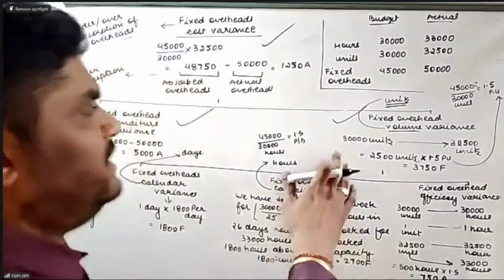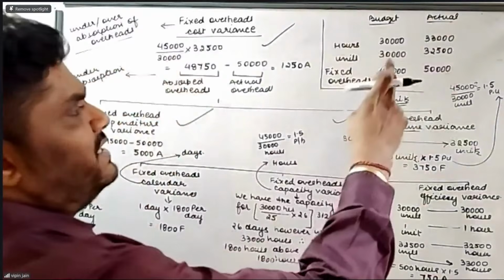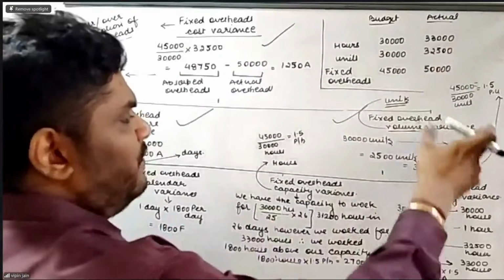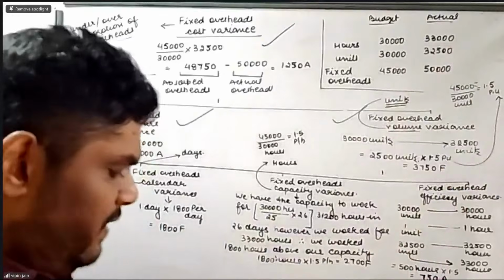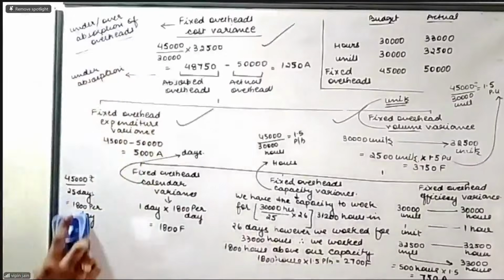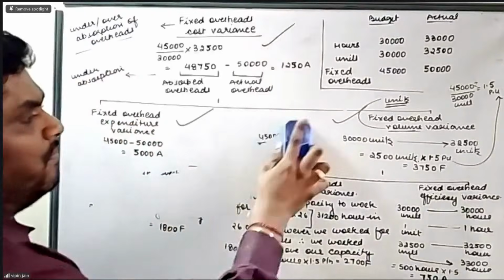There will be no change in volume variance. We can straight away calculate volume variance as 30,000 units we were supposed to manufacture. We manufactured 32,500 units. So the answer will be the same. Now let's proceed further. Sir, the budgeted and actual variance will be same.